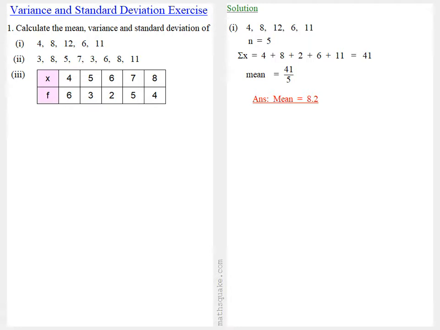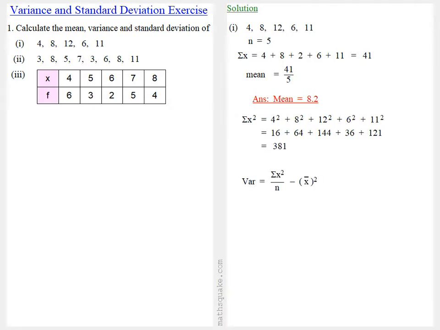Now to find the variance, we also need to know the sum of the numbers squared, that's sigma x squared, which is 4 squared plus 8 squared plus 12 squared plus 6 squared plus 11 squared, which is 16 plus 64 plus 144 plus 36 plus 121, or 381.